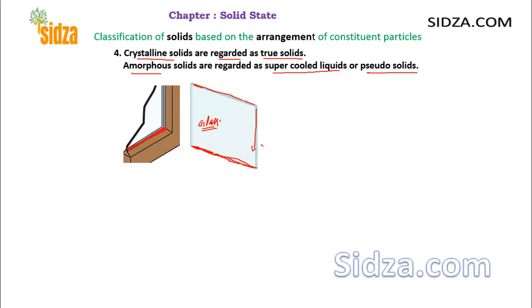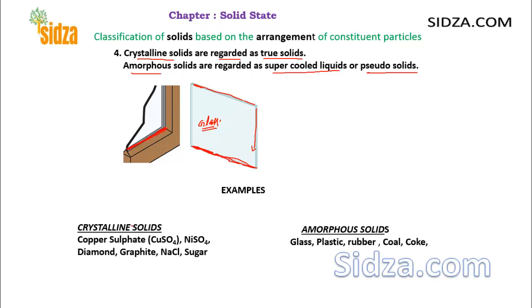So that's why it's called a supercooled liquid, or a pseudo solid, because we know that a true solid is the one where the constituent particles are fixed. They don't have any kind of translational motion. They don't have fluidity. So that's why amorphous solids are called supercooled liquids or pseudo solids, while crystalline solids are true solids, because you will not see any kind of this change in a crystalline solid.